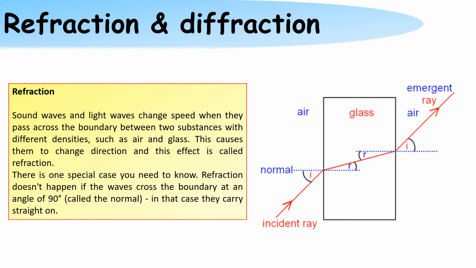Refraction is shown when sound waves and light waves change speed when they pass across a boundary between two substances with different densities, such as air and glass. This causes them to change direction, and this effect is called refraction. There is one special case that you may need to know. Refraction doesn't happen if the waves cross the boundary at an angle of 90 degrees, along the normal. In that case, they carry straight on.